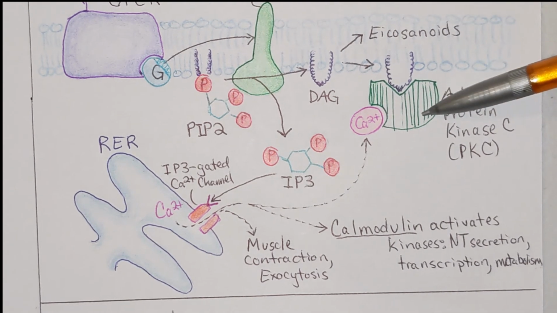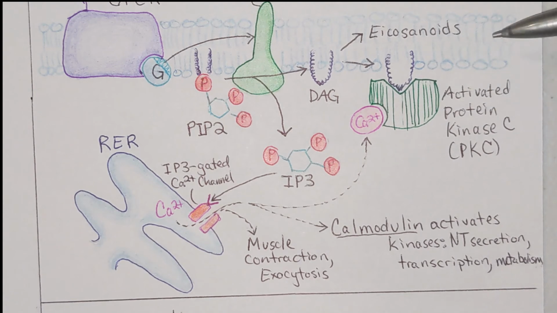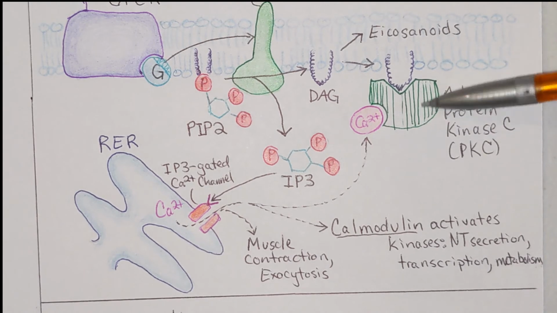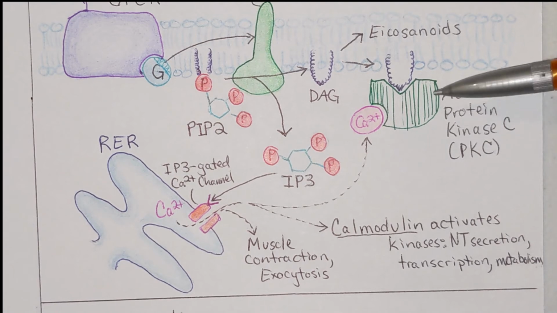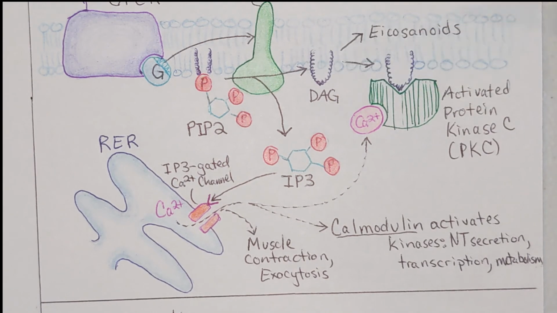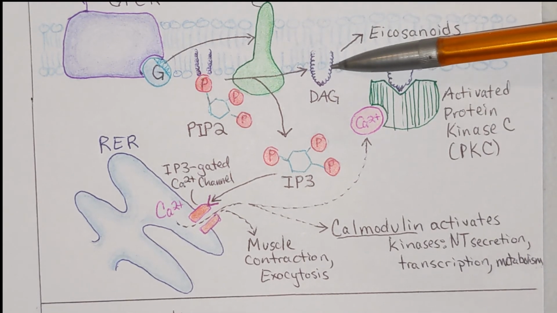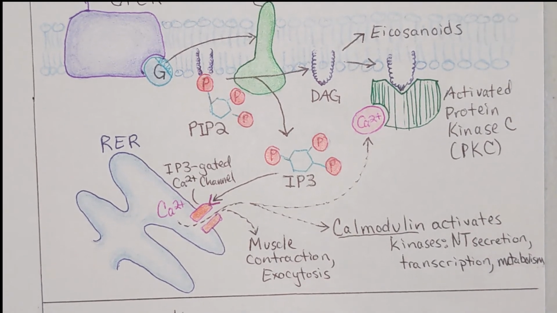Calcium is also going to interact with protein kinase C, and together, both of these are going to activate this molecule. So PKC, protein kinase C. And once again, it's a kinase. It's going to go forth and phosphorylate things depending on the identity of the cell. One other note here, DAG, as 2 fatty acids, can also be used to create eicosanoids, so another type of cell signaling molecule.